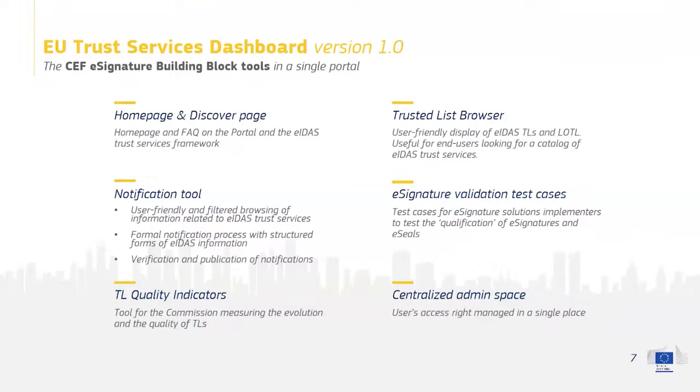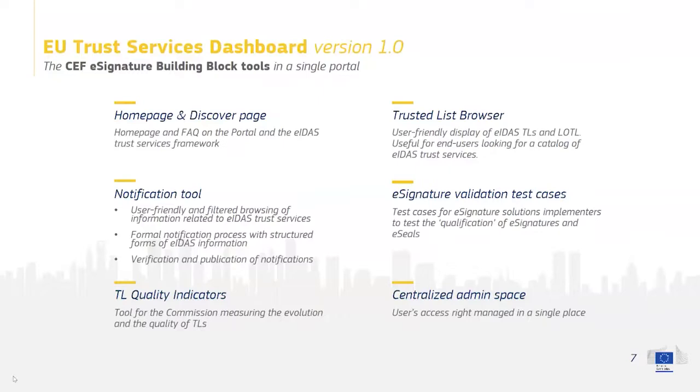We migrated the trusted list browser from the previous website, the previous location, within the eTrust services dashboard, because the purpose of this dashboard is really to gather all the CEF eSignature tools inside a single portal, a single dashboard, so that each user of eSignature can have the information in a single place and not in different locations. This is to promote eSignature, the electronic signature, and boost awareness.